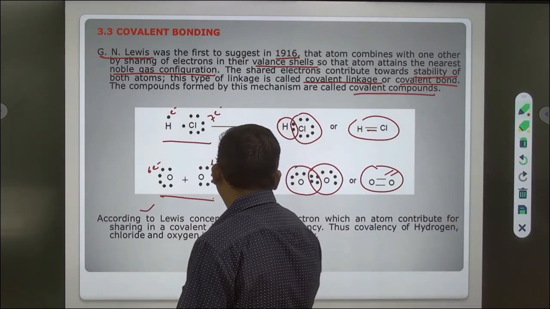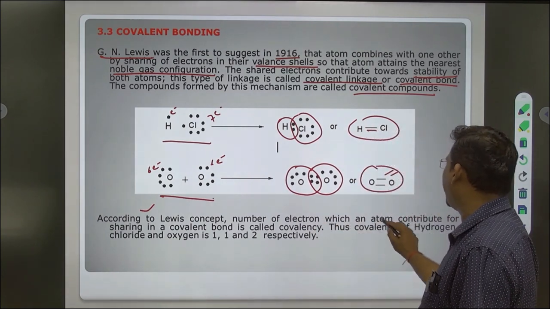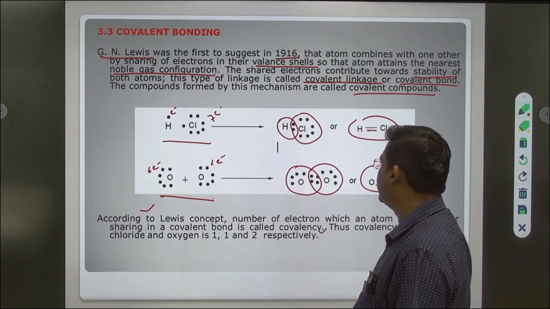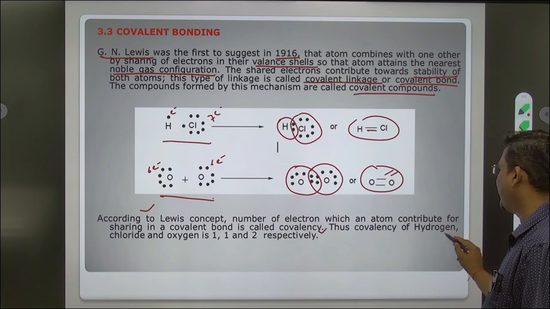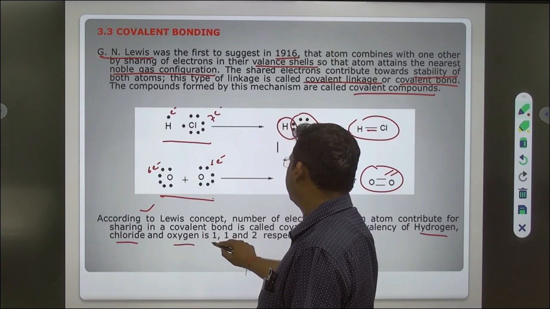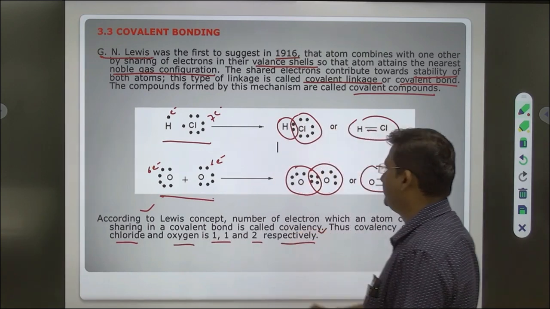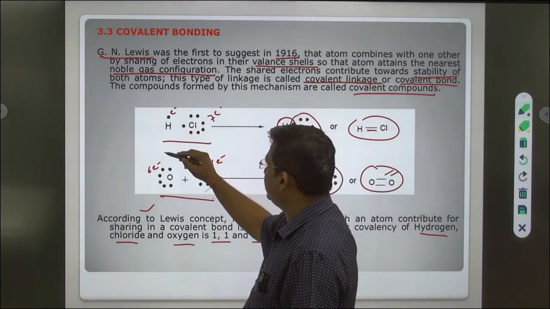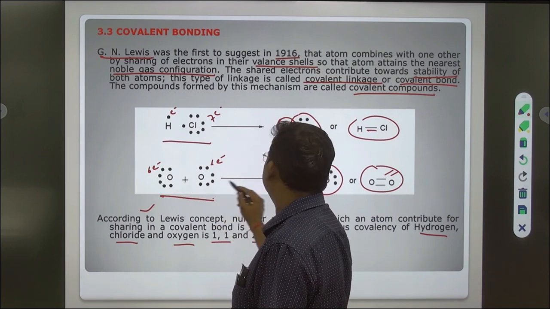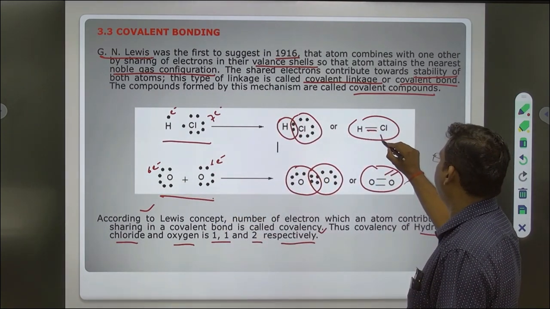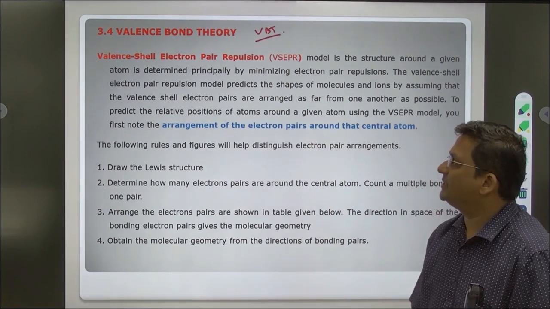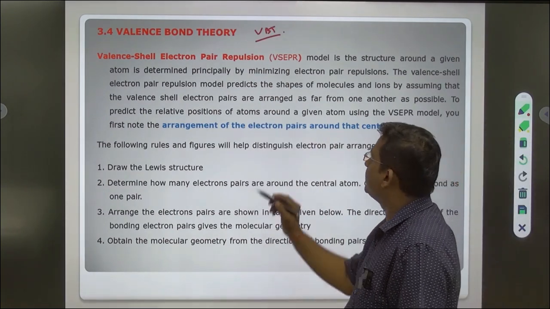According to Lewis concept, the number of electrons which an atom contributes for sharing in a covalent bond is called covalency. Thus, the covalency of hydrogen, chlorine and oxygen is 1, 1 and 2 respectively. The covalency of hydrogen is 1 and the covalency of chlorine is 1, whereas oxygen covalency is 2, here 1 and here 2.